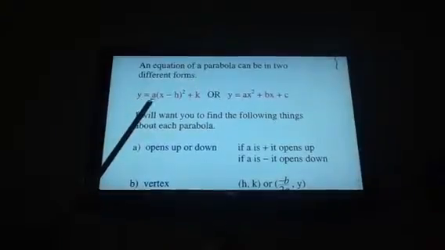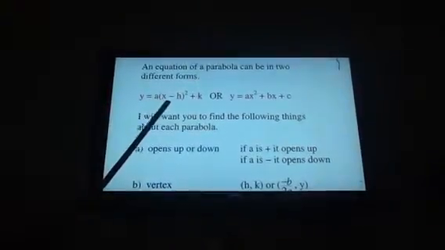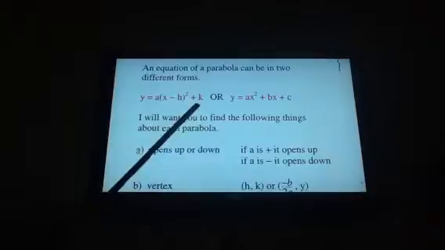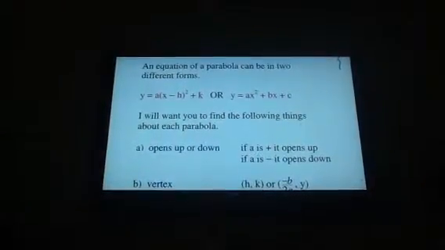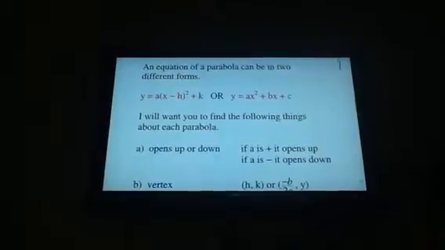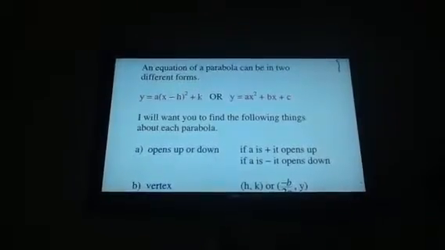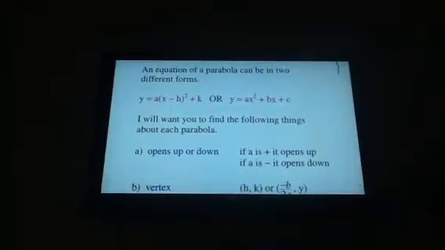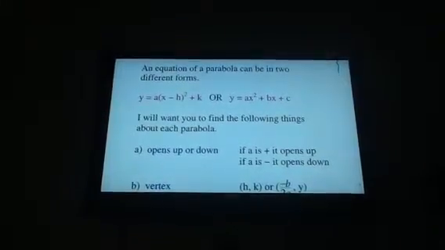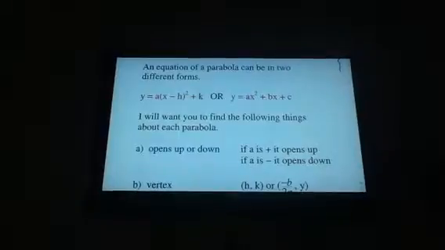One: y equals a times (x minus h) quantity squared plus k, or ax squared plus bx plus c. Okay? So an equation can be in two different forms, and we're going to learn to do both forms. The way you approach them and get the information is not the same on both, so you're going to have to pay really close attention to the two different kinds.